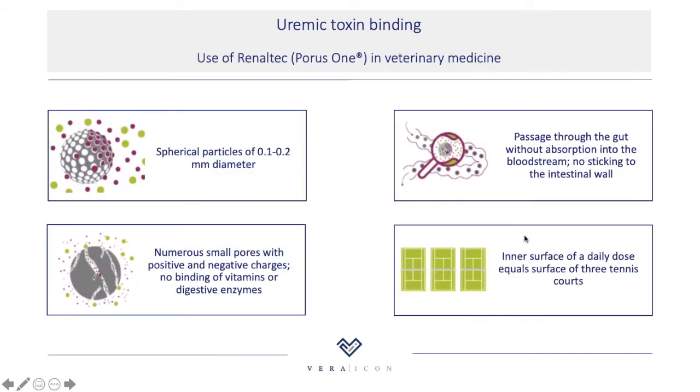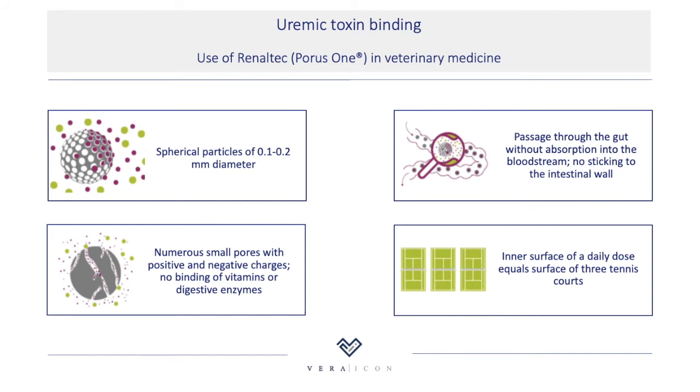Now, in veterinary medicine, we have a product that is very, very similar to AST120. It's Renaltec. The product name is Porus One. The difference is in the binding capacity, which is related to the number of pores and the diameter of the pores in these particles. So these are also semi-synthetic activated charcoal. They are also spherical particles. They are a little bit smaller, 0.1, 0.2 millimeter in diameter. They have numerous pores. They have more pores than AST120 has.